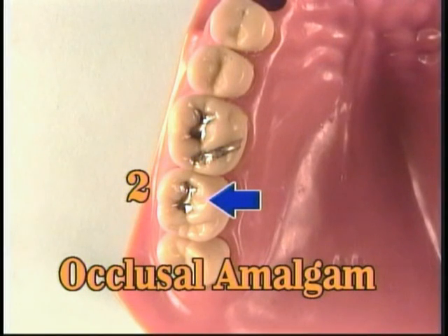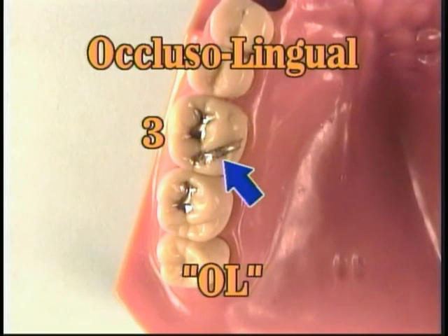Let's take a moment to review the process of charting restorations in teeth. The names of the surfaces of teeth are used to describe restorations in teeth. Each tooth surface included in the restoration is used to describe and chart the restoration.